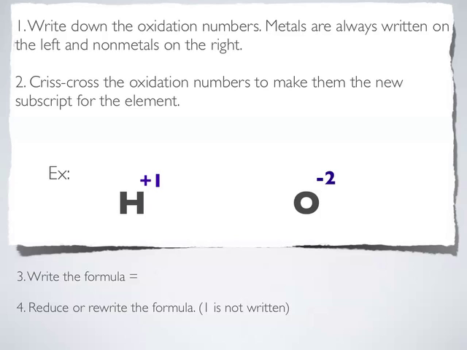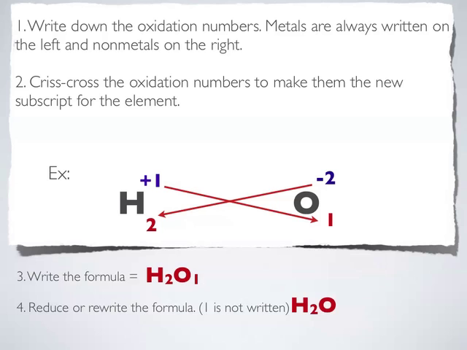Then we do this little crisscross thing. We forget about the sign, and we take the 1 and put it as a subscript for the oxygen. We take the 2 and make that the subscript of the hydrogen. And then we have the formula, H2O1, but in general chemistry conventions, we don't write the 1 as a subscript, so we just have H2O.